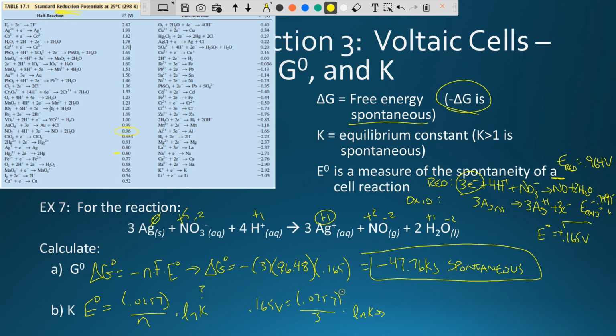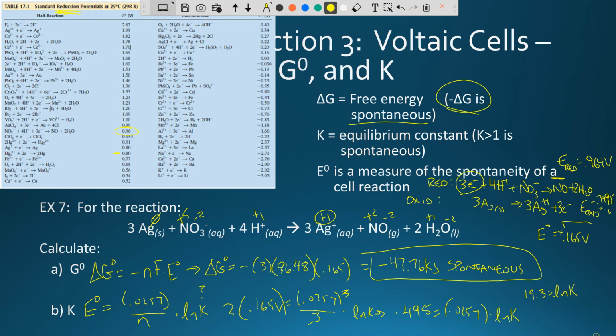Okay, let's multiply both sides by 3 to get it out of there. And so then I find that that ends up being 0.495. That will equal 0.0257 times the natural log of K. So if I do this, I find that I end up with 19.3 equals the natural log of K.